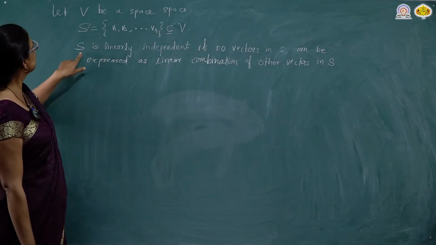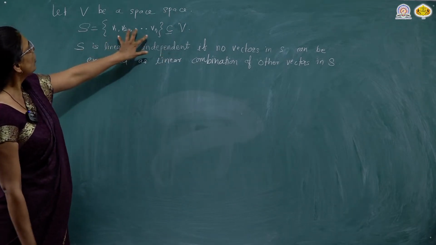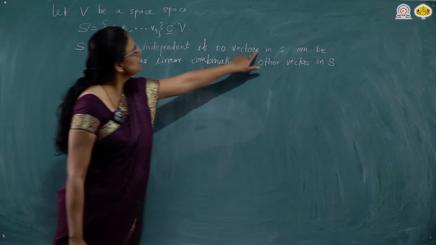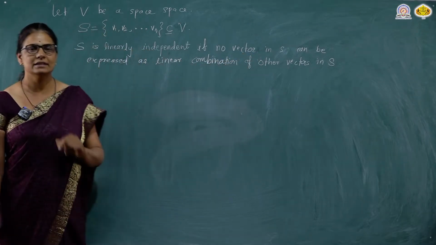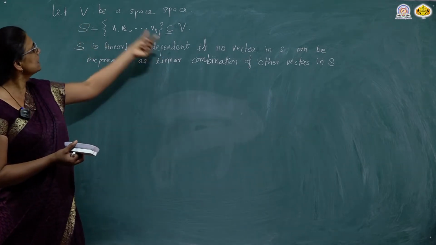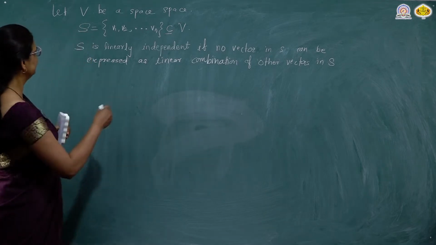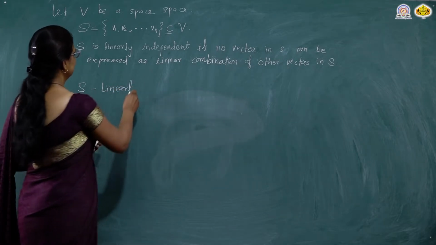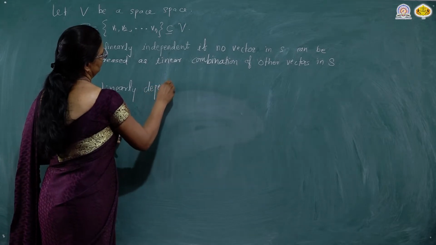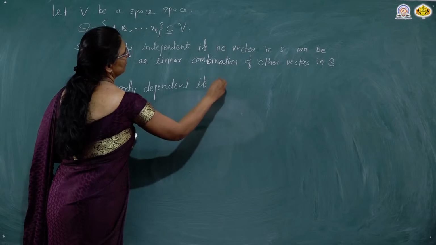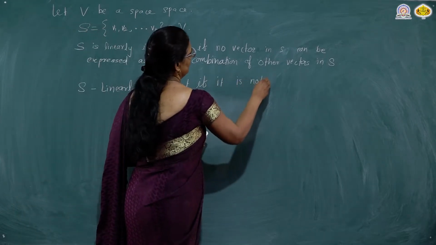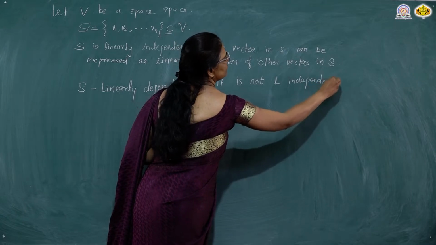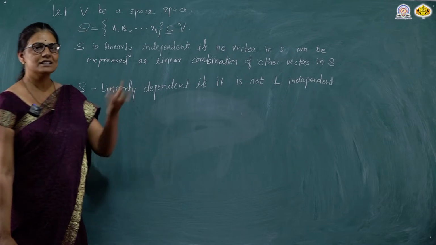Again, see the definition. The set S is linearly independent, or all these n vectors are linearly independent, if no vector in S can be expressed as a linear combination of other vectors in S. If the set is not linearly independent, it is called linearly dependent. So, these are two important concepts in linear algebra.